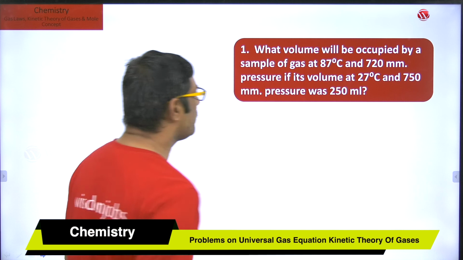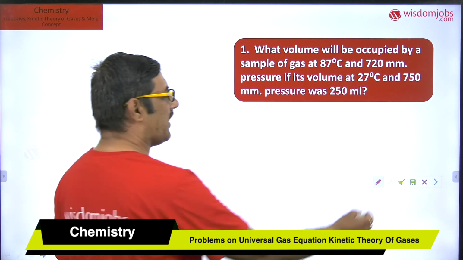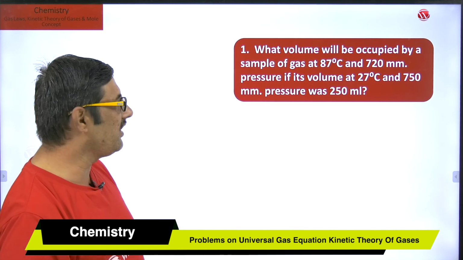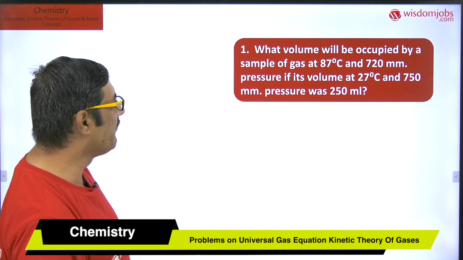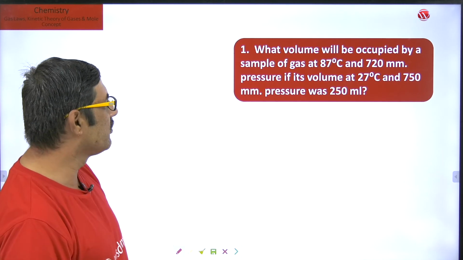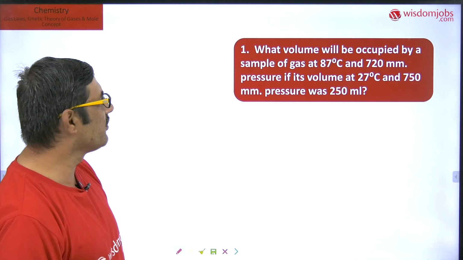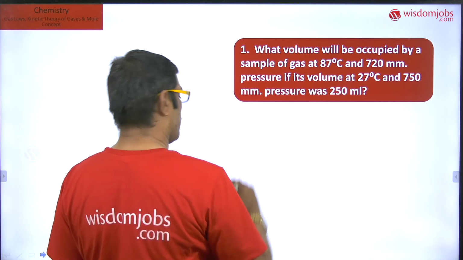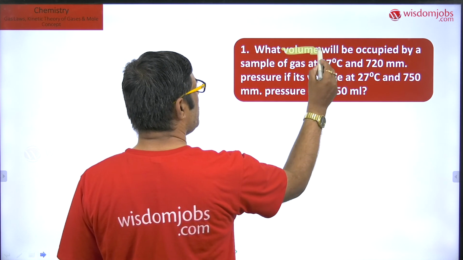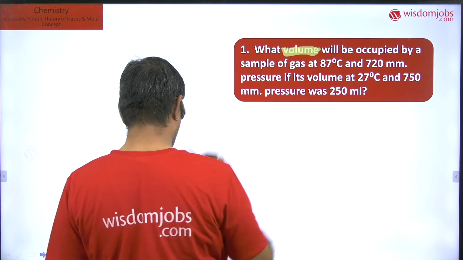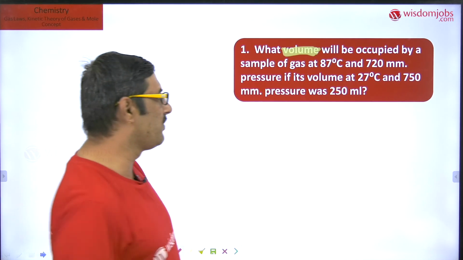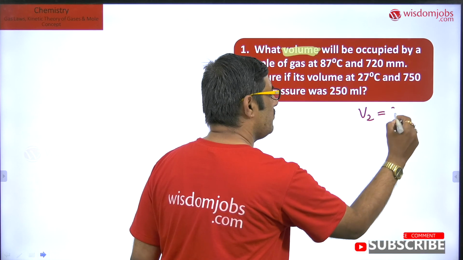So the first problem is: what volume will be occupied by a sample of a gas at 87 degrees and 720 mm of pressure if its volume is 250 ml at 27 degrees centigrade and 750 mm pressure? We are asked what volume will be occupied, that means we should determine the volume of the gas. Since the volume is to be found out, it is V2 which is to be found.